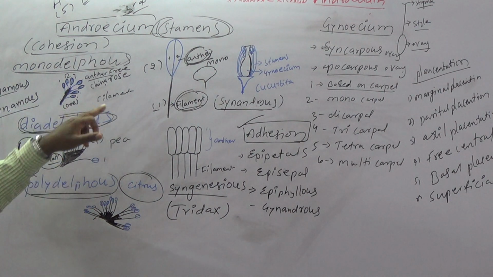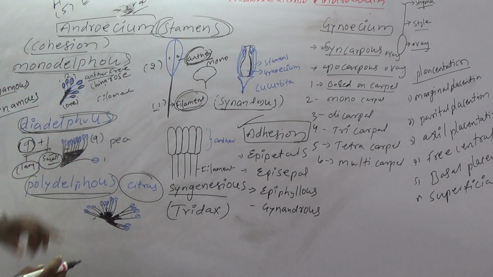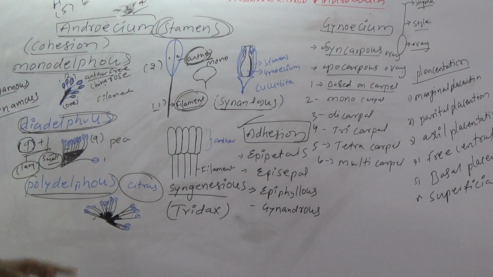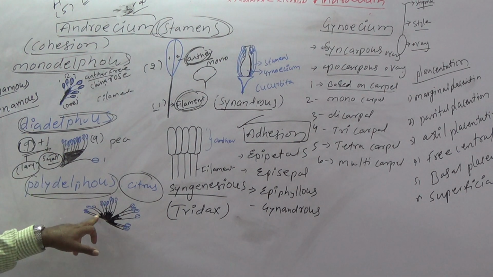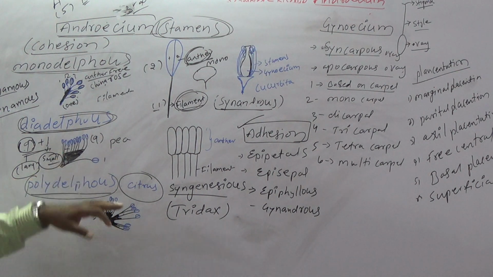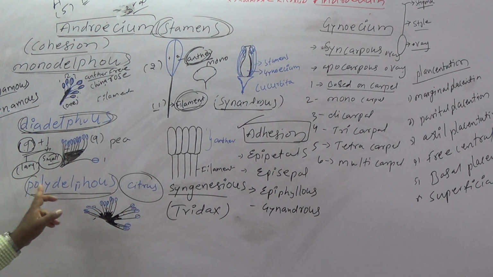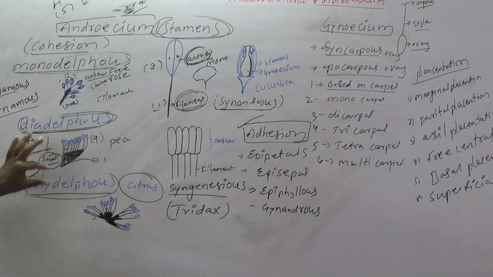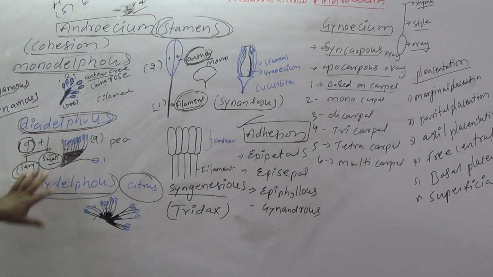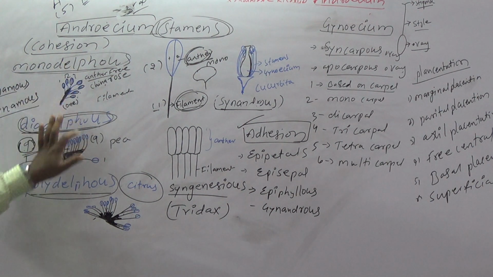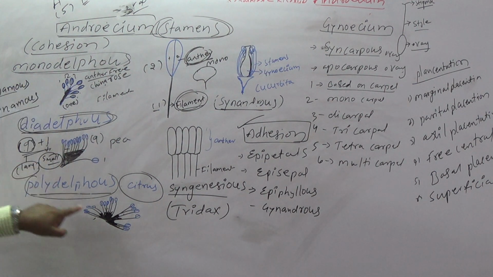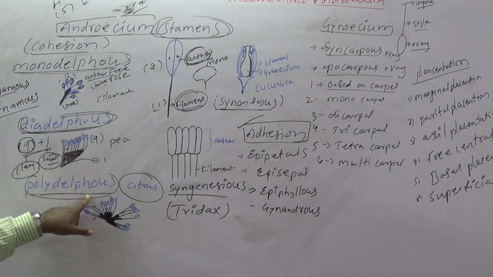If the filaments are united to form one bundle, that is called monodelphous. If the filaments are united and the anthers are free to form 2 bundles, that is diadelphous. Polydelphous is nothing but the filaments are united to form more than 2 bundles and the anthers are free. In monodelphous, diadelphous and polydelphous, the common point is that anthers are free and only filaments are united. If it forms 1 bundle, mono. If it forms 2 bundles, dia. If it forms more than 2 bundles, polydelphous, students.